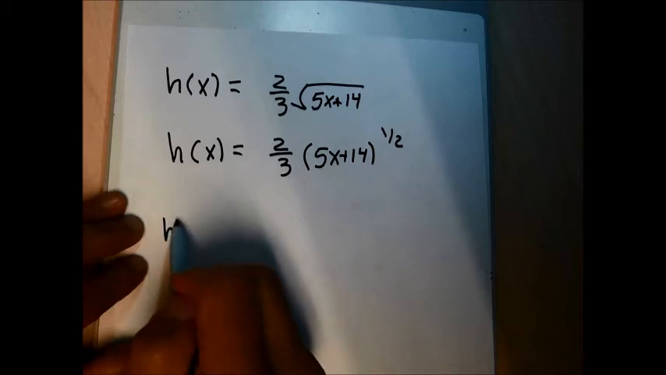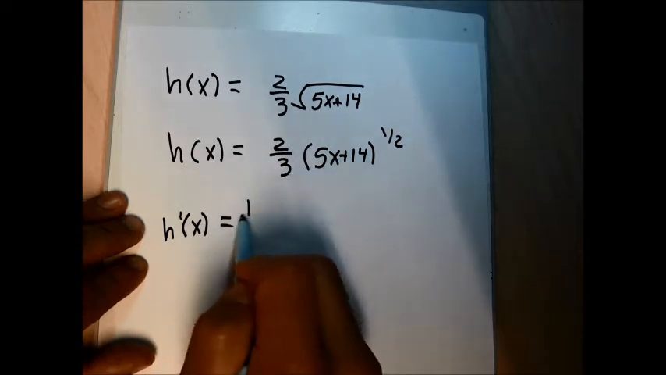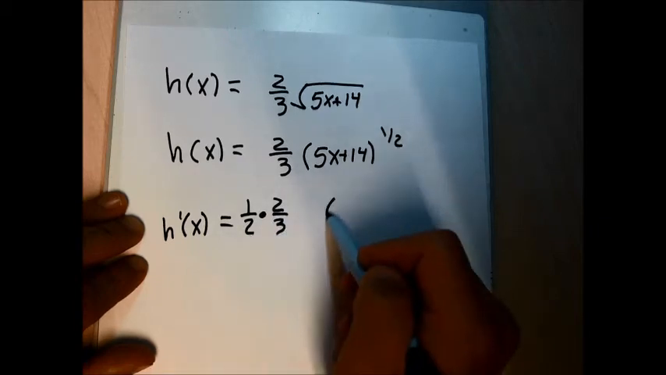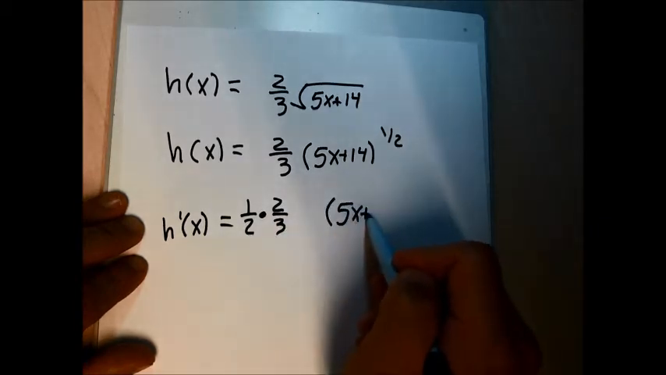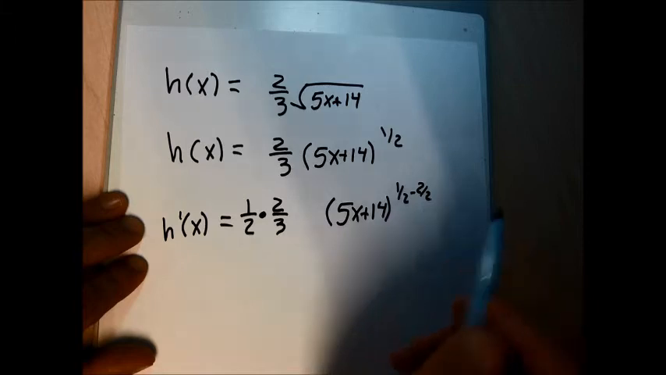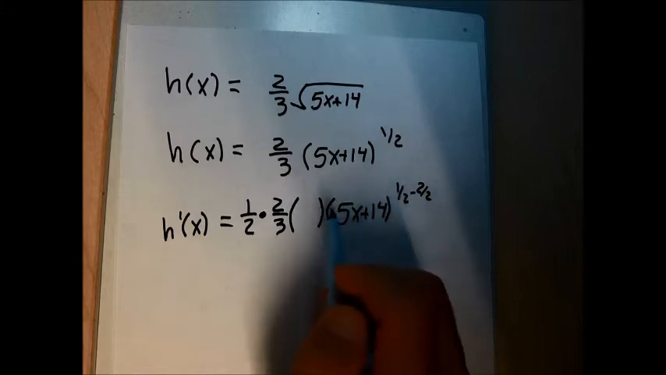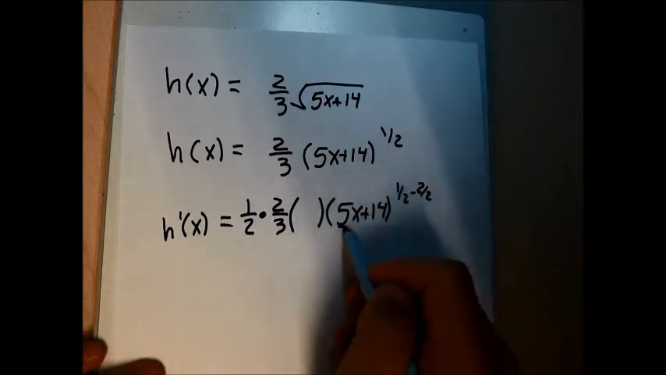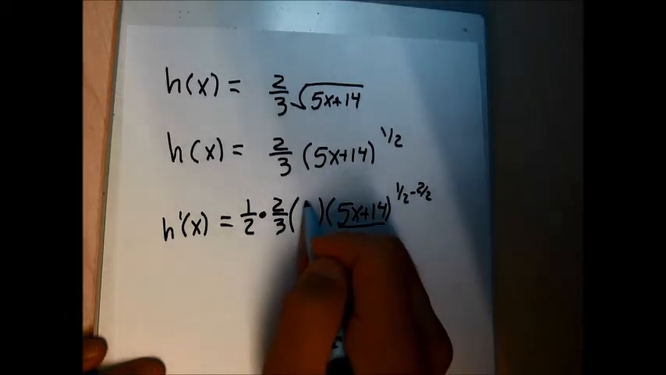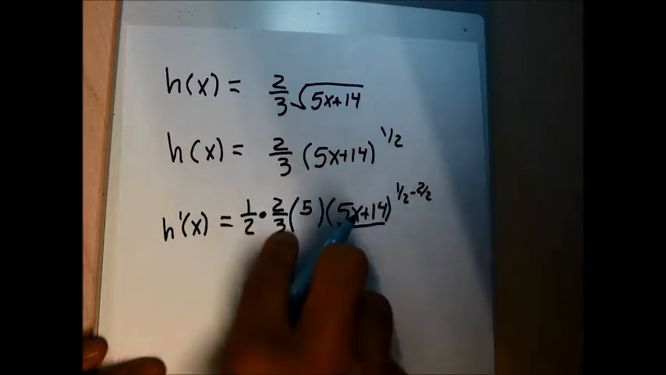Now I'm going to write h prime of x. I'm going to bring the exponent down and multiply it by the coefficient. So I'm going to go 1/2 times 2/3. I leave myself some room, and then I take the original parentheses and lower the exponent by 1. And where I left that room, I put a times sign, or I could put a parentheses, which is interchangeable with times, and I write the derivative of 5x plus 14. The derivative of 5x is 5, the derivative of 14 is 0, so I'm going to put a 5. I'm going to kind of write it high, just so you know it's going to be multiplied by the 1 and the 2, not the 2 and the 3.